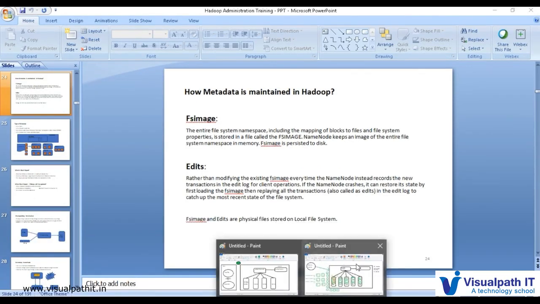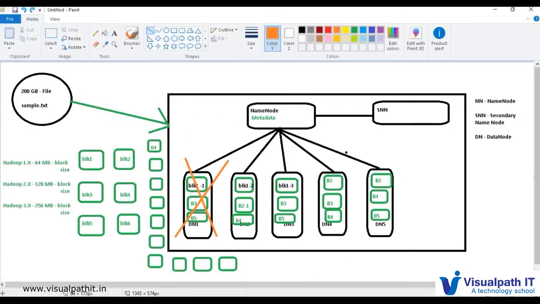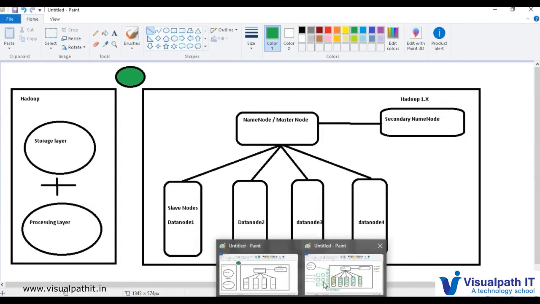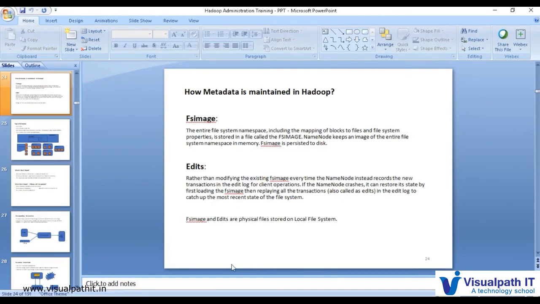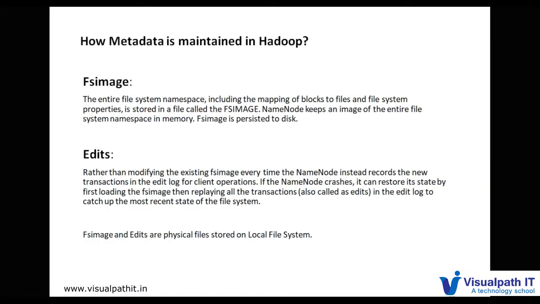What is metadata? Metadata is stored by the name node. Metadata is like file information: file name, file owner, file properties, blocks information, blocks replication, permissions, everything. That is called metadata. So inside the metadata, how is it maintained? There are two files: one is fs image, the other one is edits.